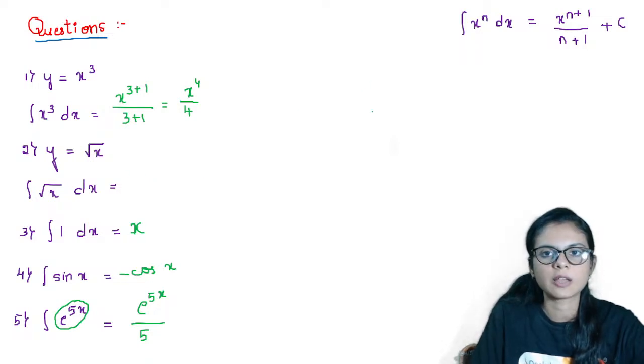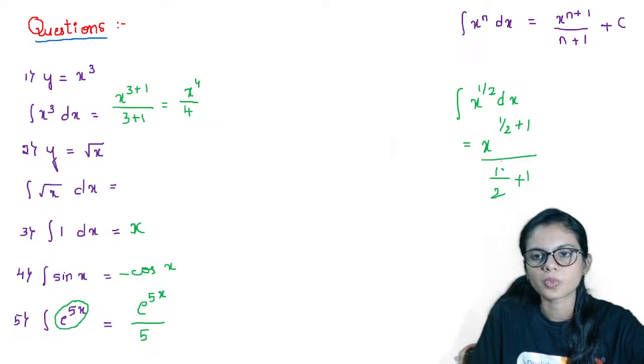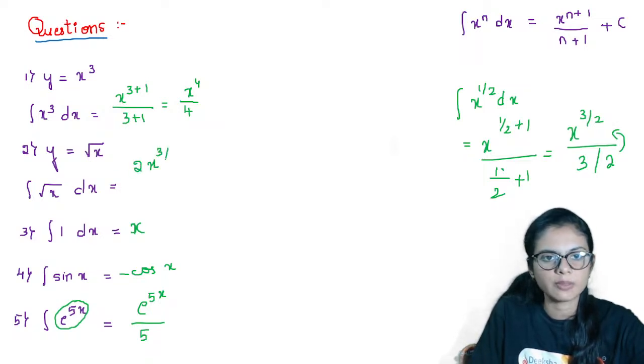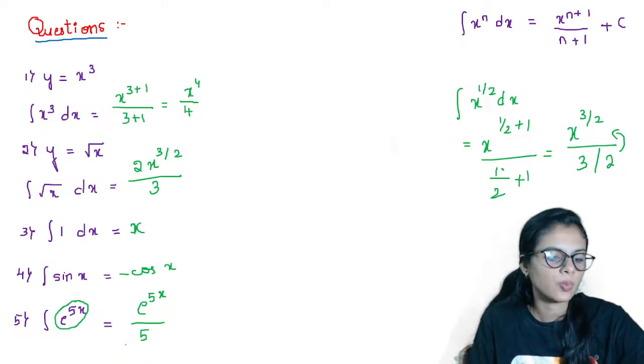Integration of root x, nothing but integration of x power 1 by 2 dx. So x power 1 by 2 plus 1 divided by 1 by 2 plus 1. So it will be x power 3 by 2 divided by 3 by 2. 2 will go to the numerator. So the answer will be 2 into x power 3 by 2 divided by 3. So these are the answers. This is how we have to integrate using this particular formula.